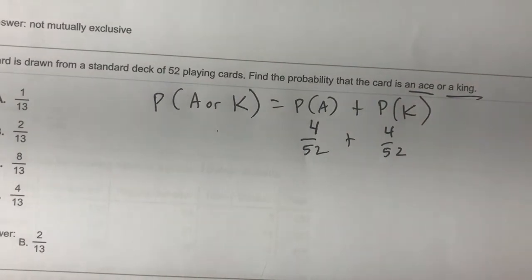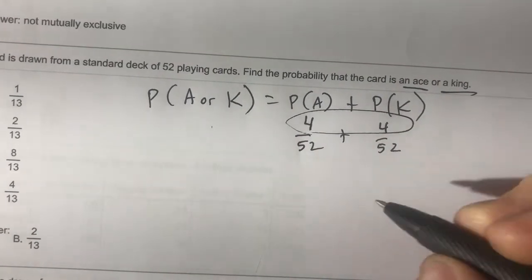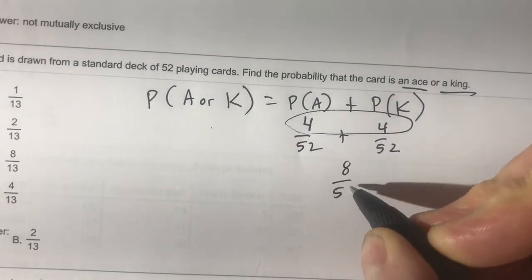So the probability of getting an ace, there's 4 of those out of 52. The probability of getting a king is 4 out of 52. So I add these together. And so like we talked about before, we just add the top numbers. 4 plus 4 is 8. This is going to be 8 divided by 52.